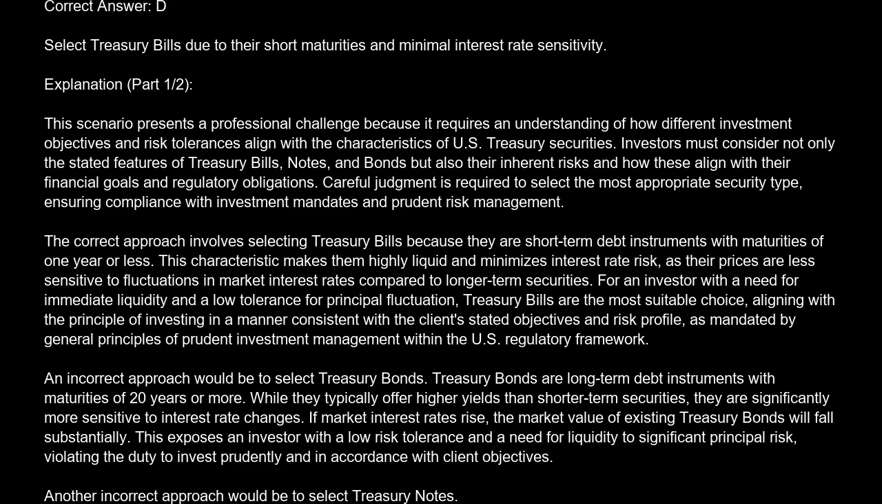The correct approach involves selecting Treasury bills because they are short-term debt instruments with maturities of 1 year or less. This characteristic makes them highly liquid and minimizes interest rate risk, as their prices are less sensitive to fluctuations in market interest rates compared to longer-term securities. For an investor with a need for immediate liquidity and a low tolerance for principal fluctuation, Treasury bills are the most suitable choice, aligning with the principle of investing in a manner consistent with the client's stated objectives and risk profile, as mandated by general principles of prudent investment management within the U.S.